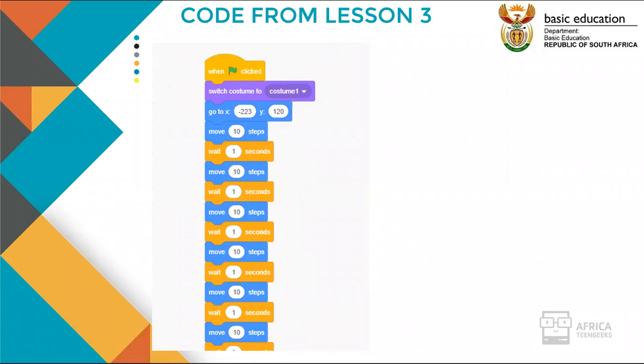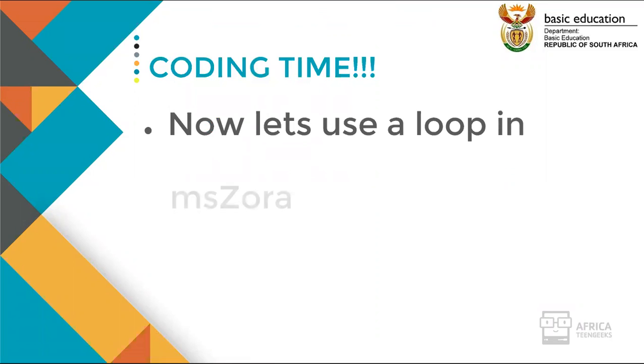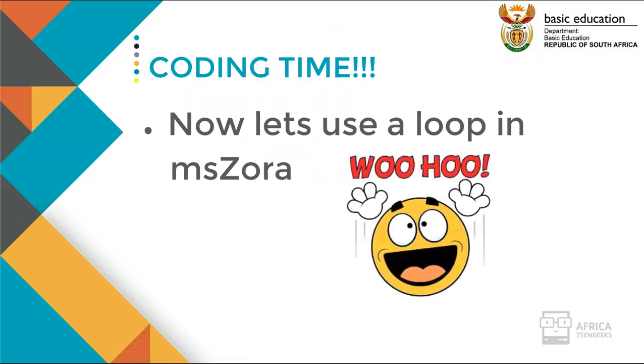The idea of repetition here is that we're going to use the wait block and the move block just once, and then thereafter we're going to repeat those two things. Okay, so coding time. Let us use a loop in MS Zora. Enough with the slides, right? Woohoo! Let's go for it.